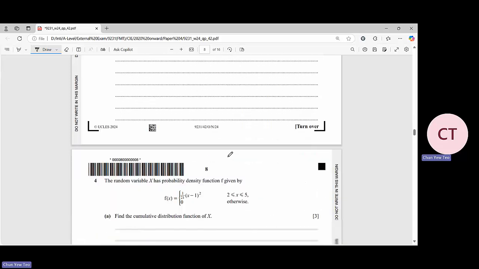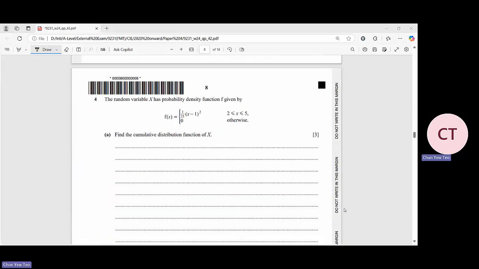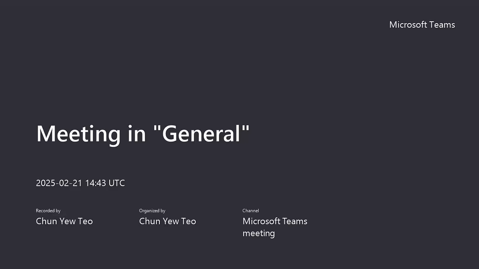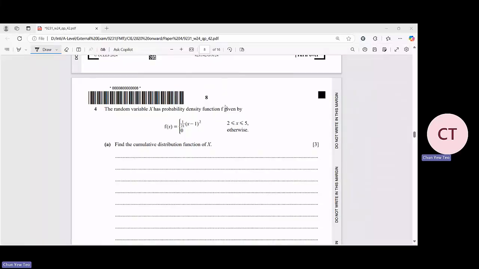Now moving on, we have question number 4. This has the PDF function f given by the following piecewise function over here. Part A, they want you to find the CDF of X. So what we need to do is just integrate the PDF that is given. From the domain of 2 to 5, we just need to integrate the function over here, 1 over 21 times (x minus 1) square dx. So I will just directly integrate.